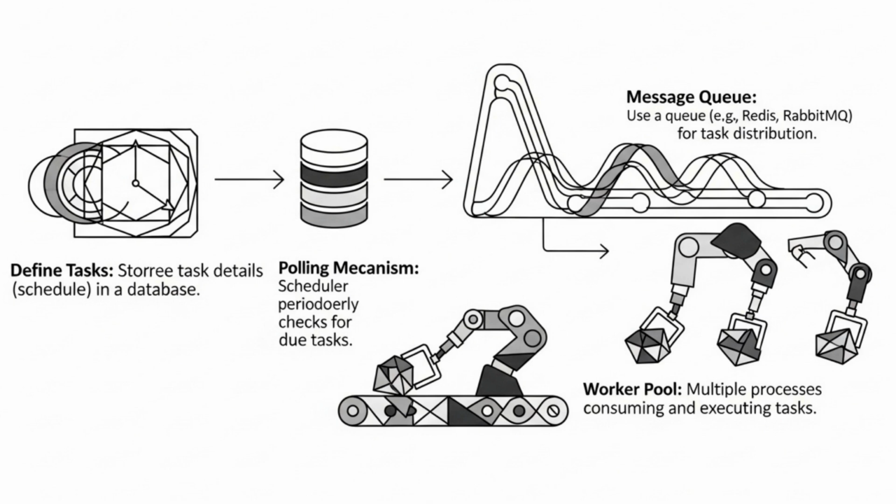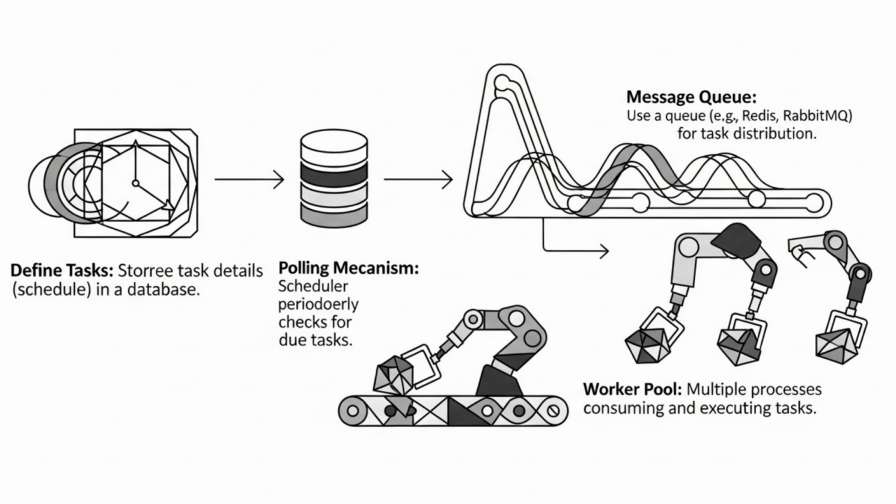First, you need to define tasks. This typically involves storing the details of each task, what function it should run, what parameters it needs, and its schedule in a persistent storage like a database. Next, you'd implement a polling mechanism. This is your scheduler engine. It's a process that periodically wakes up, queries your database for tasks that are currently due, and identifies those ready for execution. It's like a clock watcher, constantly checking if it's time for a task to begin.